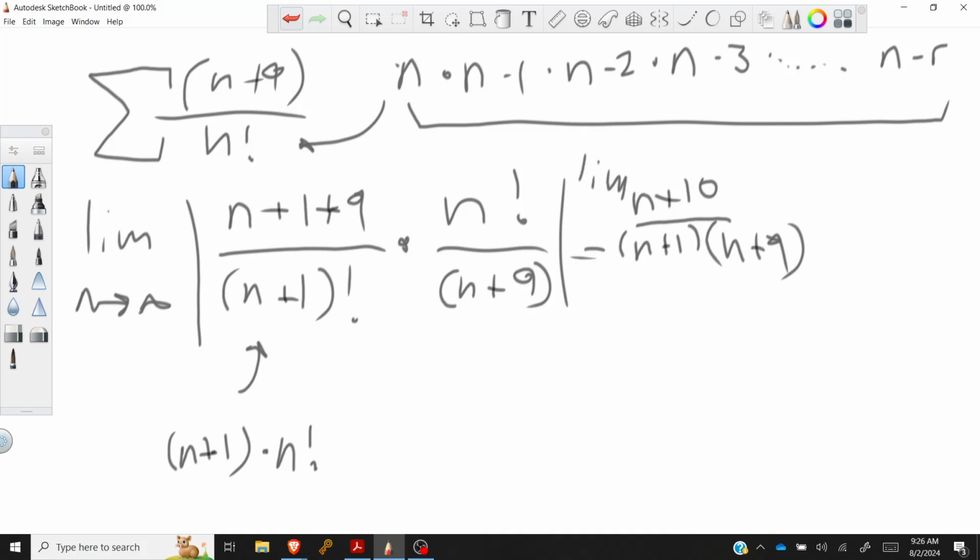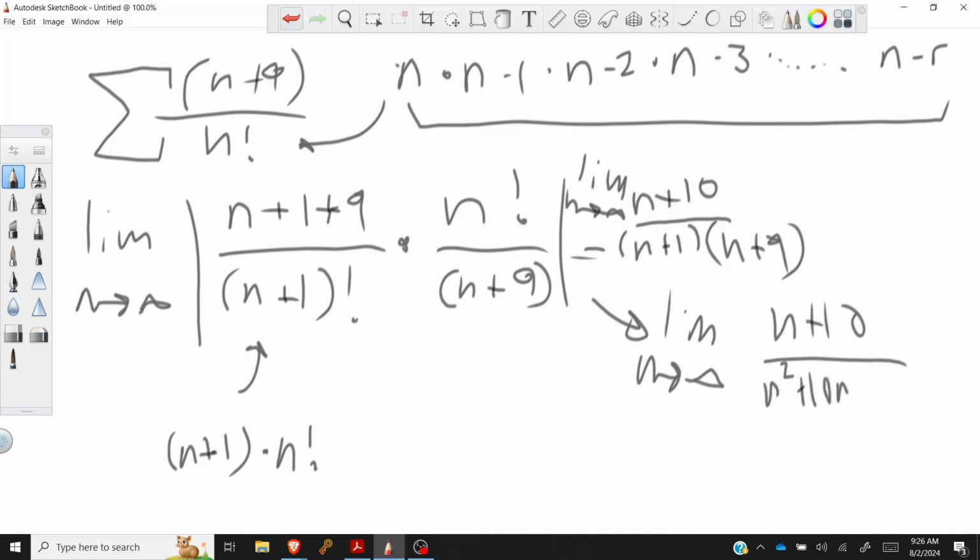And you're supposed to write a limit here, running out of room. So we can see here by the highest degree that n plus 10 is going to be over n squared plus 10n plus 9. And by this highest degree formula, this denominator is going to grow much larger, and this numerator will never catch up with it, so it is going to converge to 0.